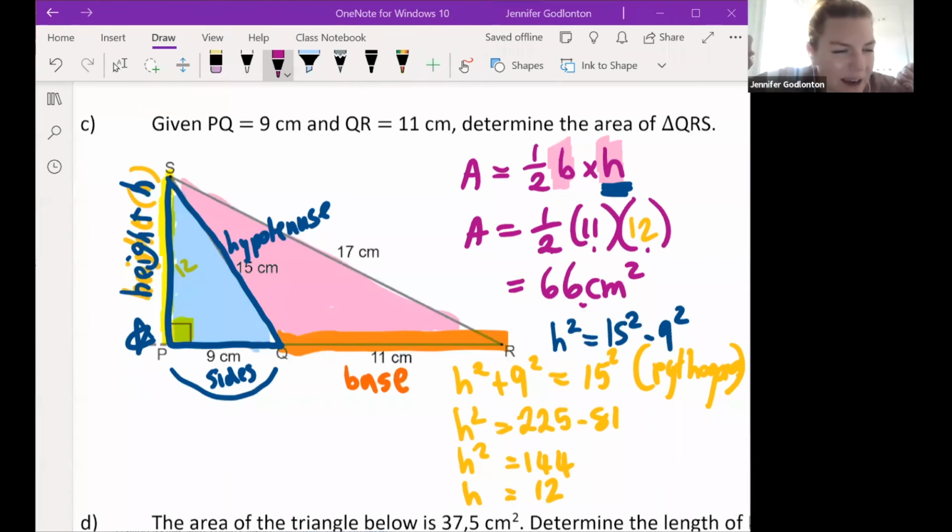Okay, guys, for these types of questions, do you need a statement and a reason? No, because this isn't geometry. So we don't need a statement and a reason. The only time we have to have a reason is when we're talking about Pythagoras.